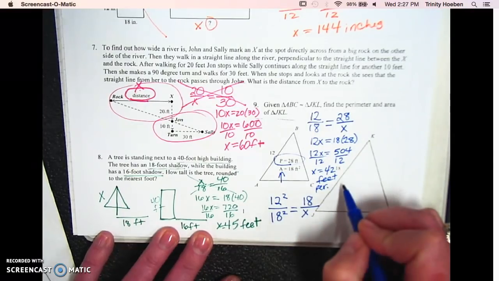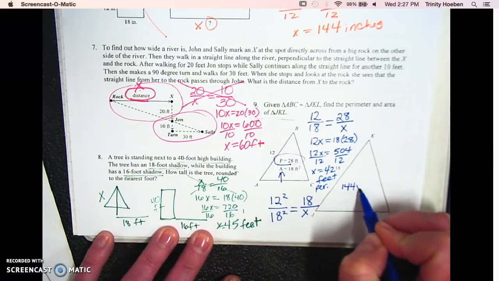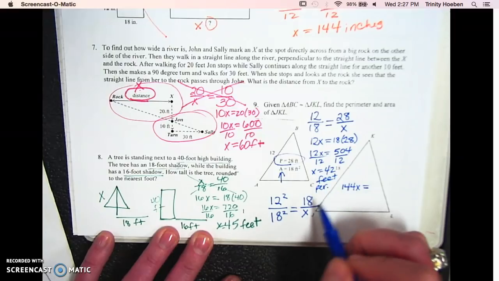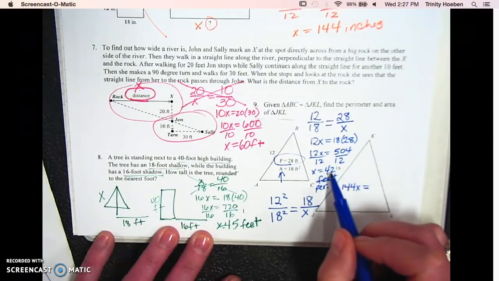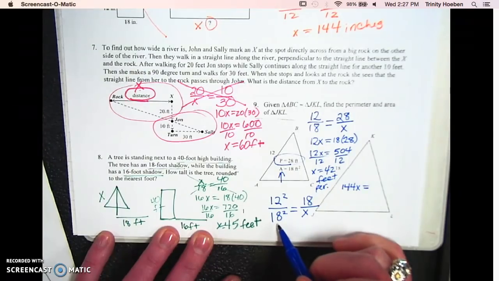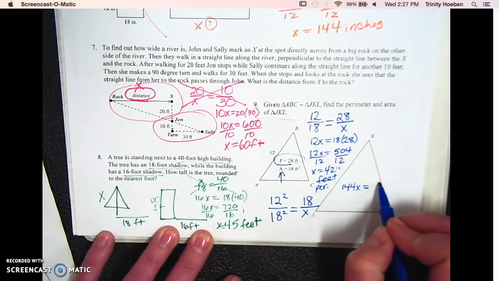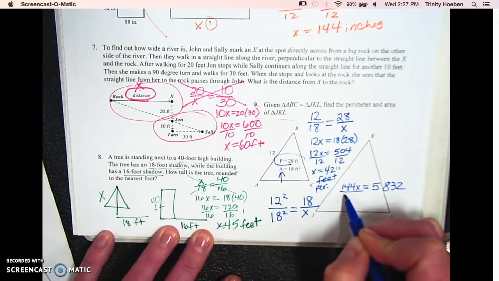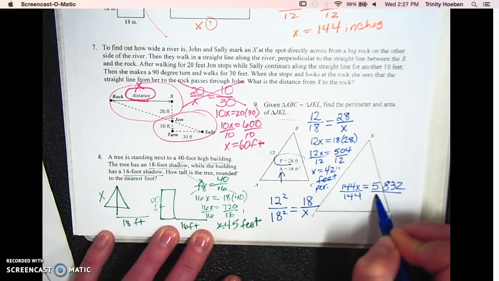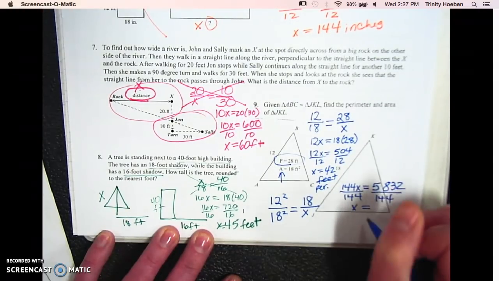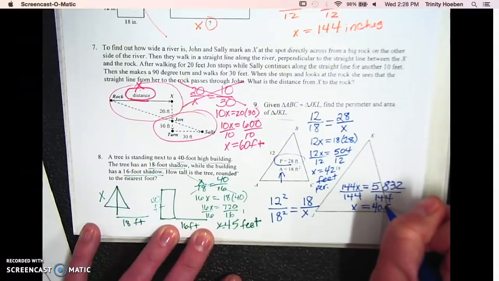12 squared is 144, so we have 144x equal to 18 squared, which is 324, times the 18, ends up being 5,832. Divide both sides by 144. So x is equal to 40.5 feet squared.